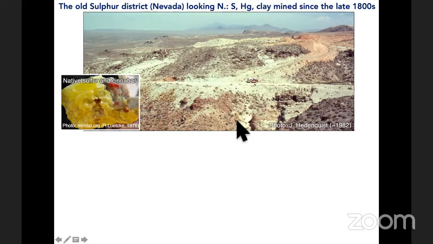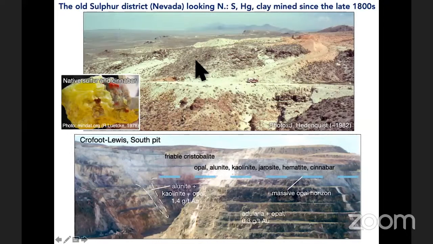What do we see here? This is a photo from the 1980s. So we see here in the back the silica sinter. Well, guess where the gold silver mine was discovered later? Underneath the sinter, or underneath the steam heated alteration? So this is the view today, right underneath here, these structures. You can see the structures going north-south, and these are the same structures here in the Crowfoot-Lewis South Pit.